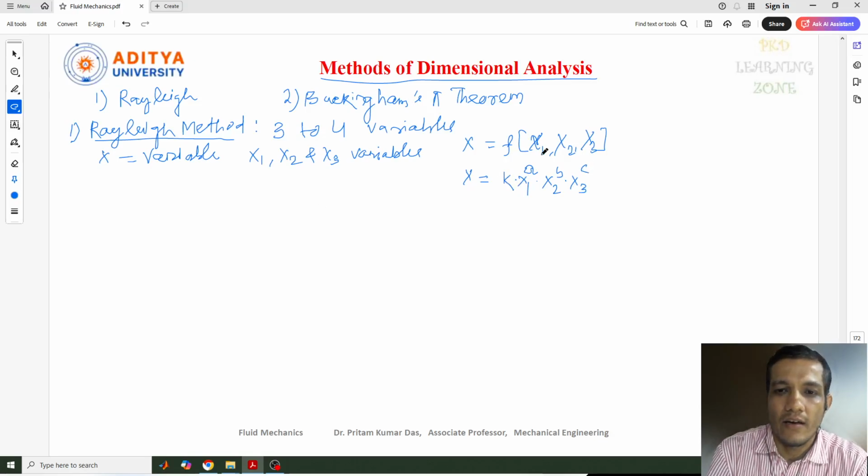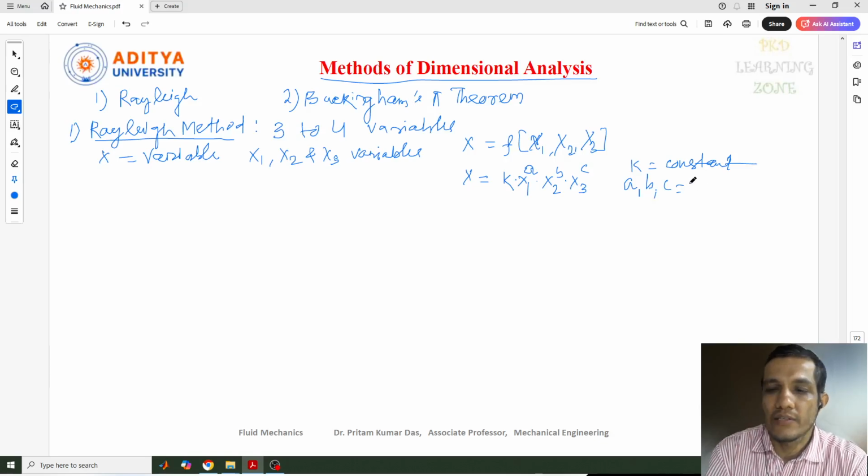Here I have taken k as a constant term, and a, b, c are the three different arbitrary powers which are involved with the variables. So a, b, c are the arbitrary powers to which the variables are raised.